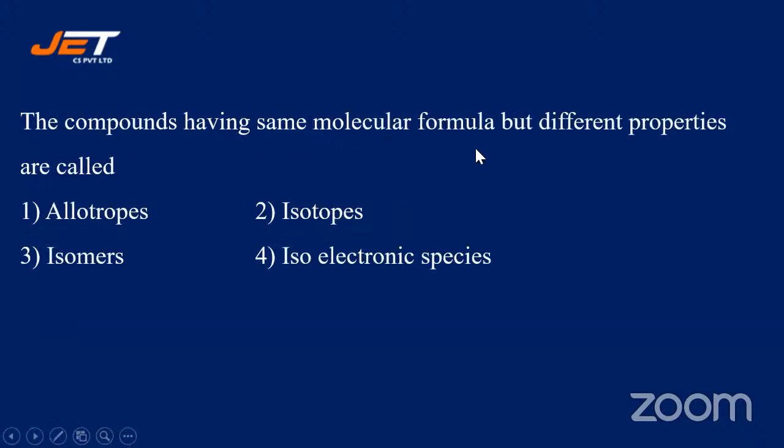The compounds having the same molecular formula but different properties are called... Yes, please answer. Yes, Gayatri, very good. Same molecular formula but different properties. It is not allotropes, Yogita. Yes, it is isomers. Yes, with this physical science is completed.